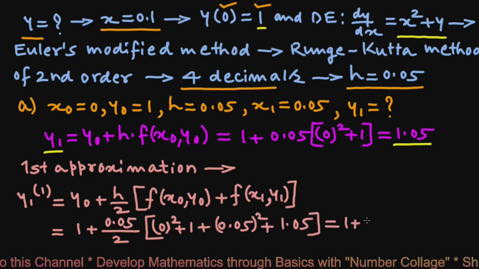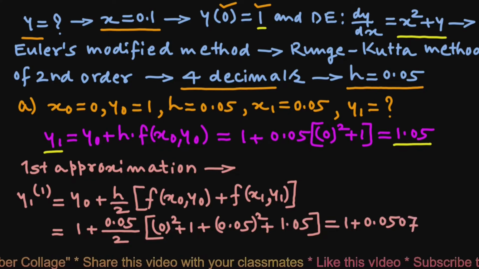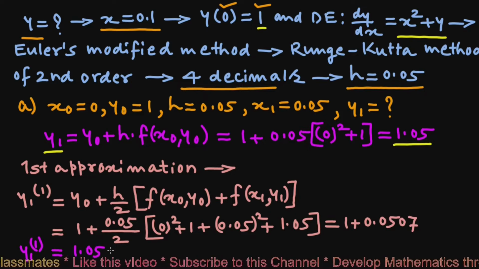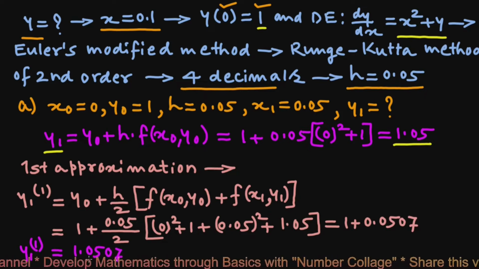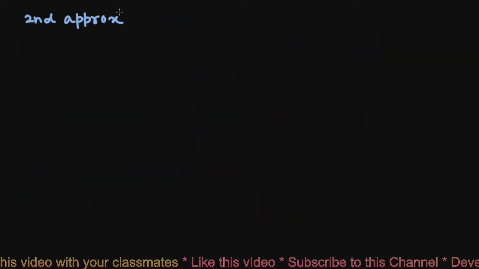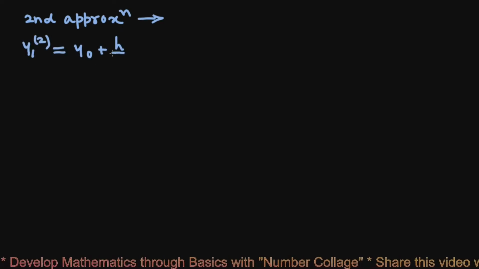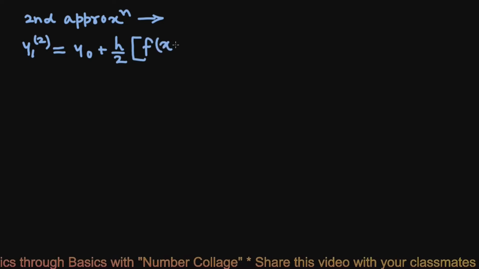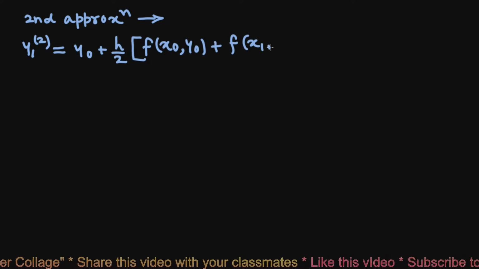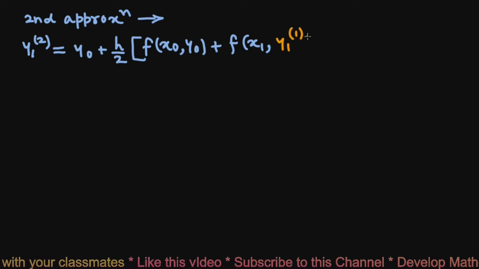This will be 1 plus 0.0507. So after first approximation, y1 of 1 will be 1.0507. We will use this value of y1 for the second approximation. Second approximation gives y1 of 2 equals y0 plus h by 2 into f of x0 comma y0 plus f of x1 comma the first approximation of y1, that is y1 of 1.